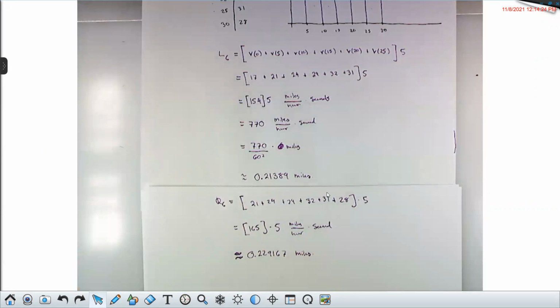Is R6 not missing a number? Shouldn't there be some other V of something in R6? Like, I don't think we've given the information for it. No. So both of these should have 6 terms, right? L6 and R6 should both have 6 terms. L6 starts at V of 0 and ends at V of 25. R6 starts at V of 5 and ends at V of 30. But they should both have 6. Oh, okay. 1, 2, 3, 4, 5, 6. Yeah. So that's the difference.